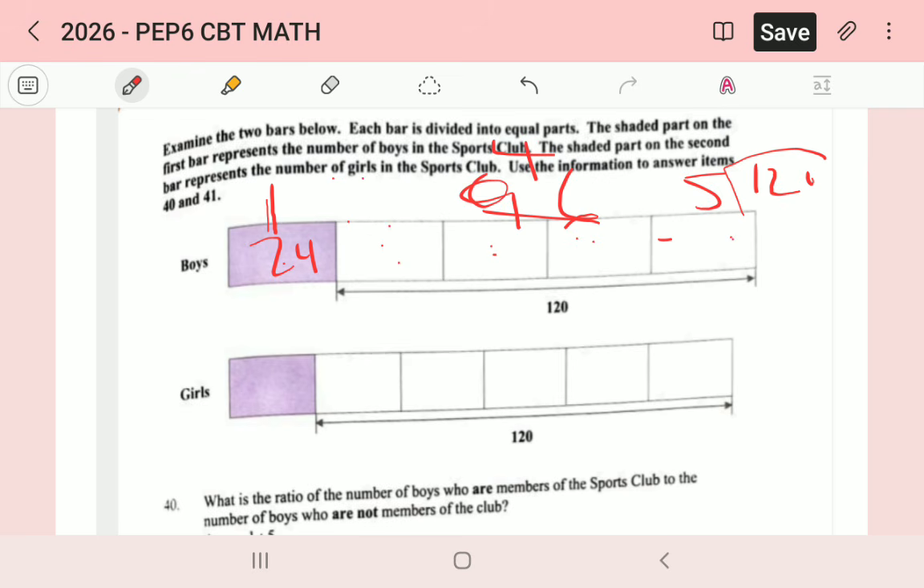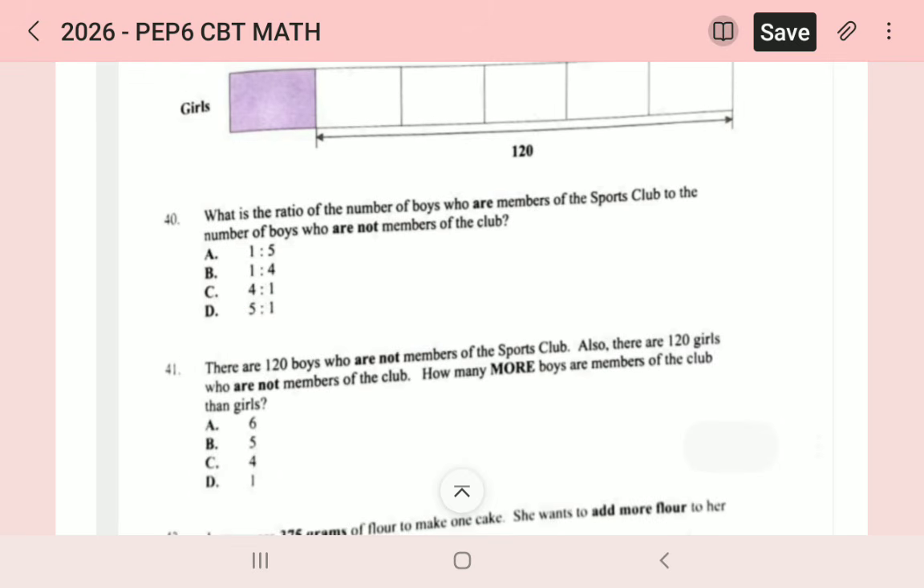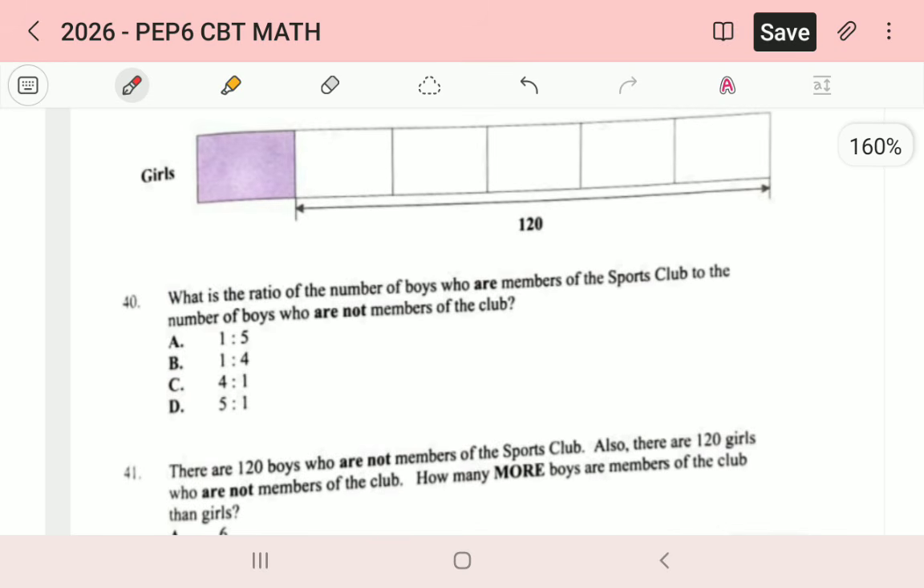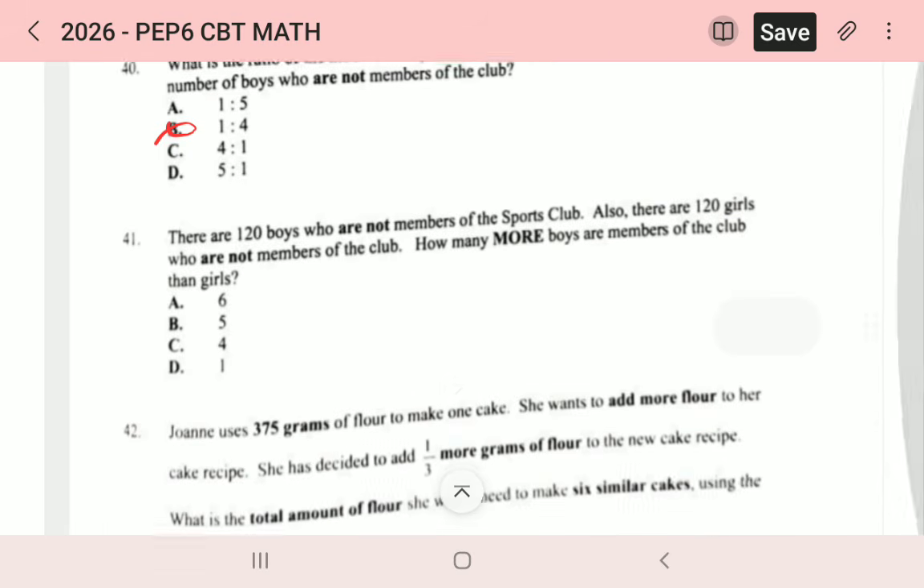So the ratio would be 1 to 4. Let's see if we have a 1 to 4. Yes, that's at B. Let's look at 41.